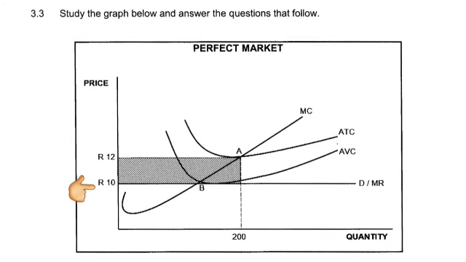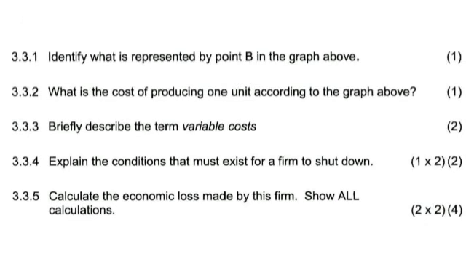We are told that at 10 rands we have our marginal revenue, so that means that 10 rands is our income. Then we are also looking at 12 rands. The 12 rands, at letter A there, is the average total cost. So that means that we are making a revenue of 10 rands, but our cost is 12 rands. Point B then becomes our shutdown point, because that's where our revenue is, and you are seeing every cost is literally above it. So our first question, 3.3.1, says identify what is represented by point B in the graph.